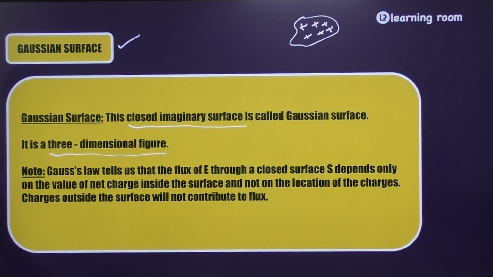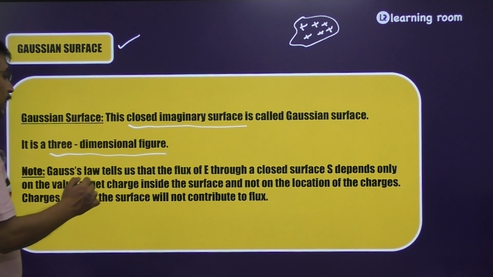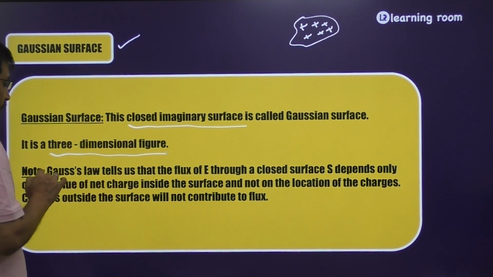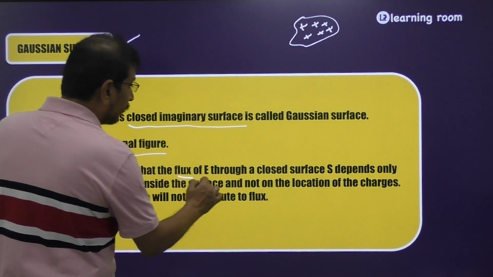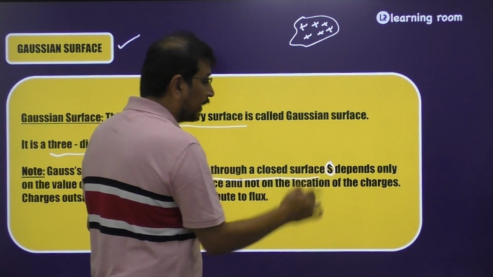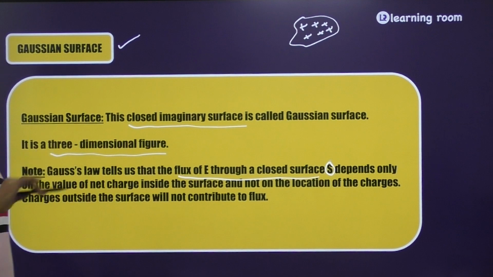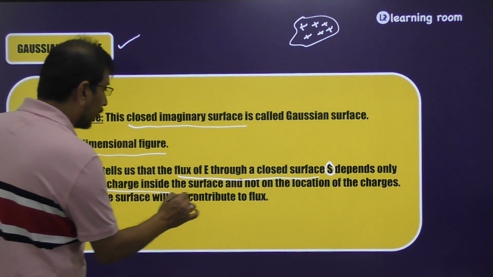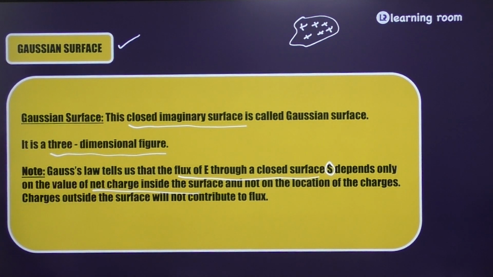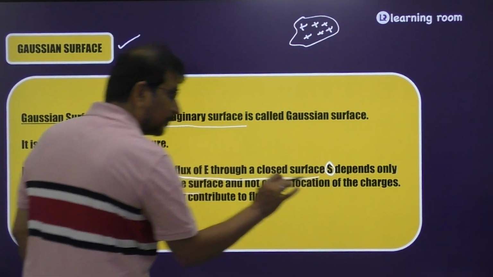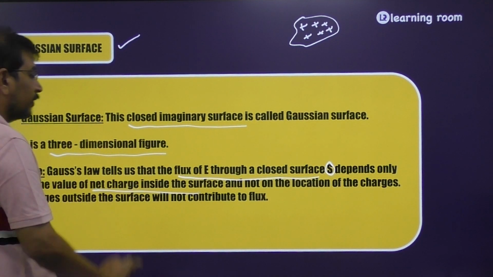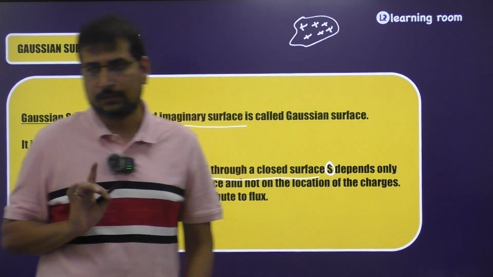It's mostly a three-dimensional shape, right? And here, if you read this note, one point that we need to concentrate upon is that Gauss law tells us that the flux through any closed surface S depends only on the value of the net charge inside the surface and not on the location of the charges outside the surface. And the next point is, charges outside the surface will not contribute at all. Listen to this point carefully.